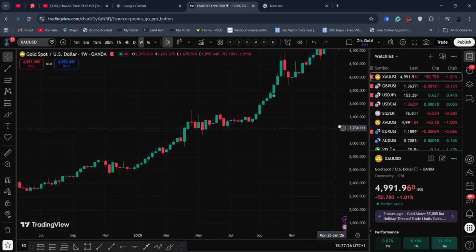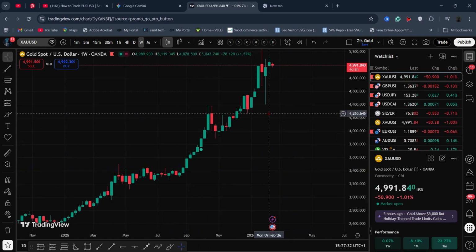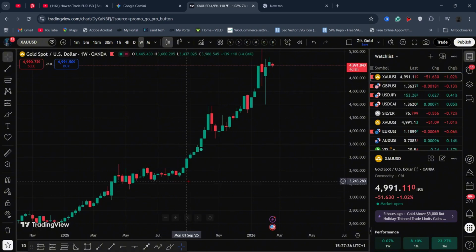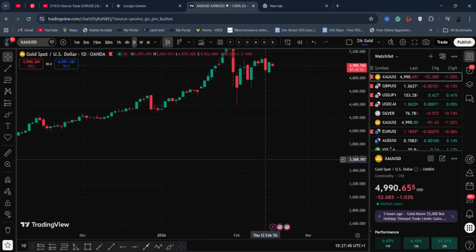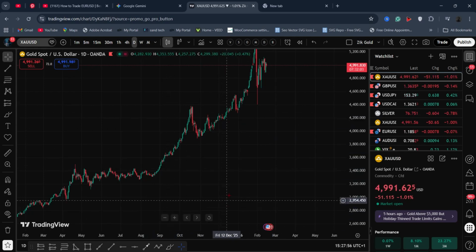Even here, there's not really any strong support zones. There's a support zone, but they are not strong enough because gold has been going up and we don't want to draw something that is not correct. So we're going to move to the daily time frame to see if we can find a support zone. There should be a support zone at this point. So as you can see, we have the support zone and we need to draw it.